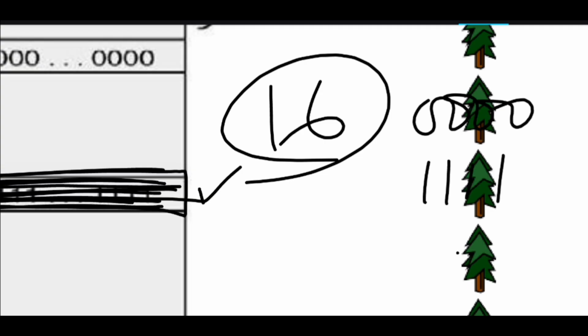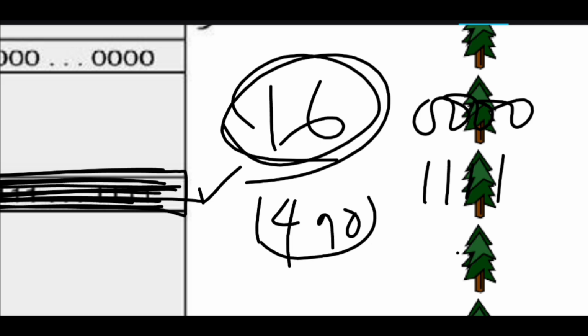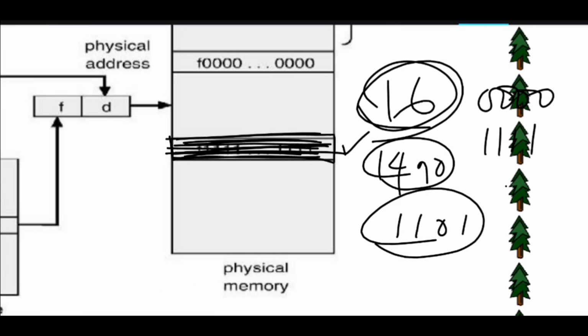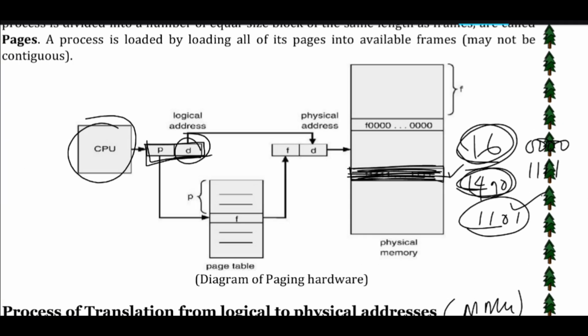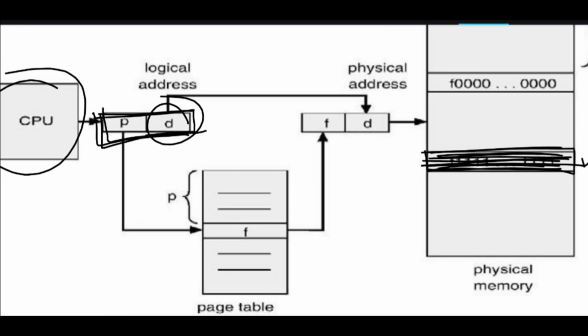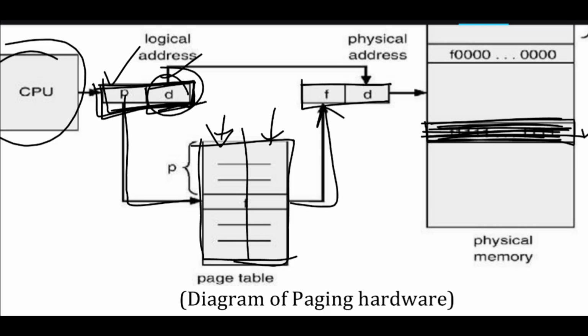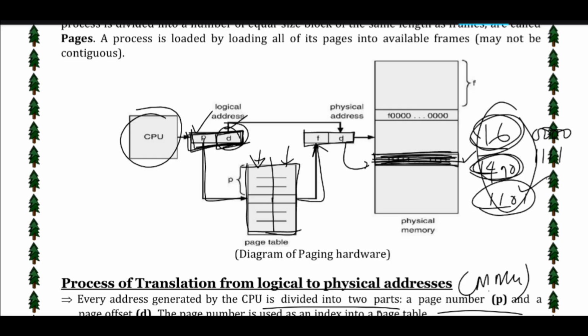Suppose someone asks about the 14th instruction. Then what will he do? He writes 1 1 1 0. This is our number 14. Then here is our logical address, in which this part is our page address and this part is our instruction address. Then we move to our page table. We look at the page number, and find which page is associated with which frame. Then we find the frame number, go to that frame and find the instruction number from that frame. This is what happens in the paging concept.